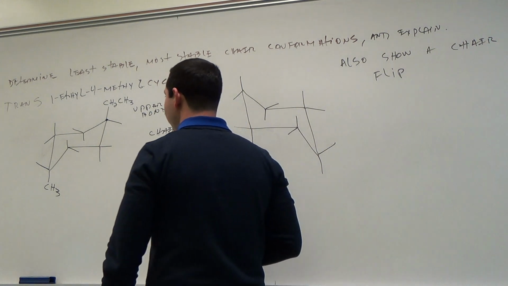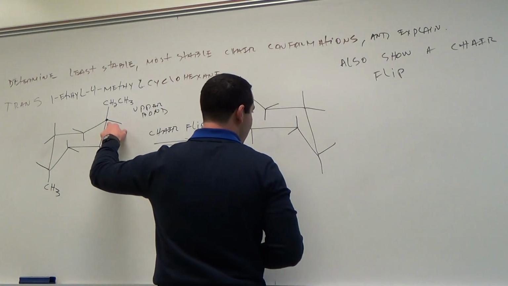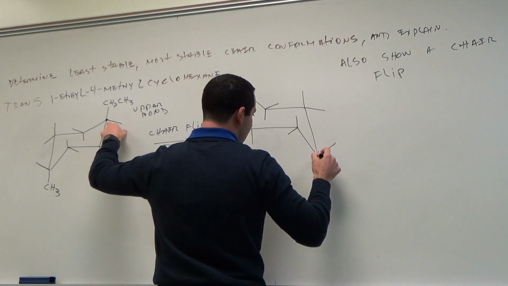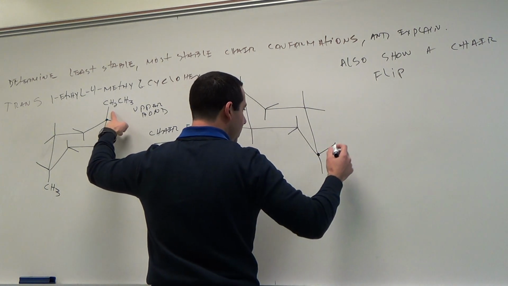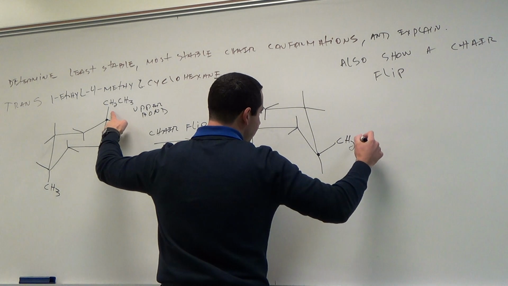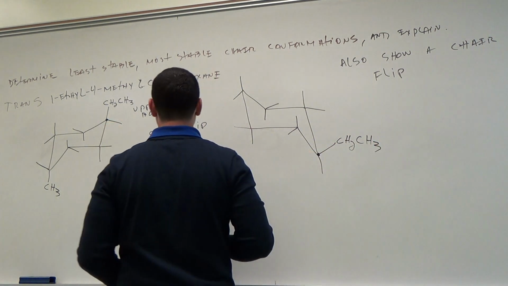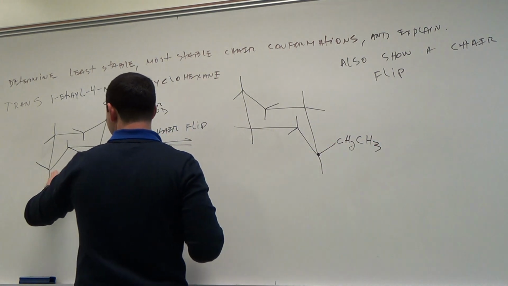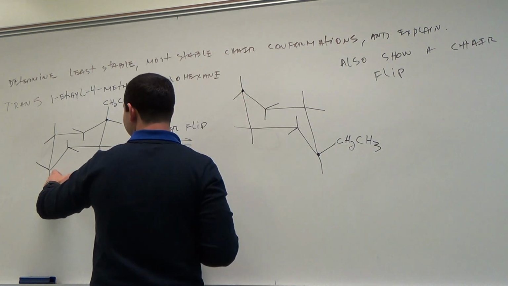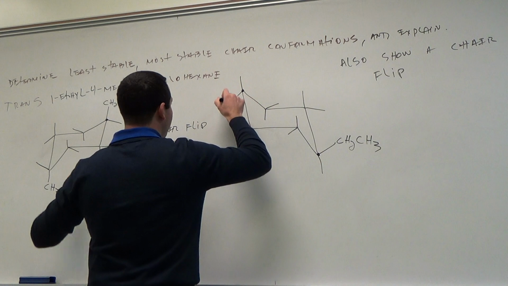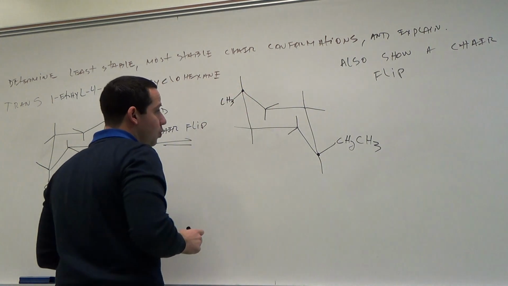And if you did this chair flip, where is this carbon at now? Down. This is this carbon. And it was axial before, now this group will be equatorial. CH2, CH3. The next group was axial before, now is this carbon, yes? What is it, axial or equatorial? Equatorial. And now we make sure we did this right.